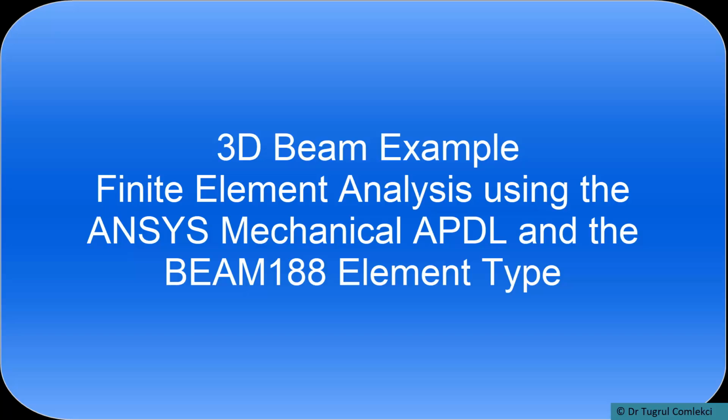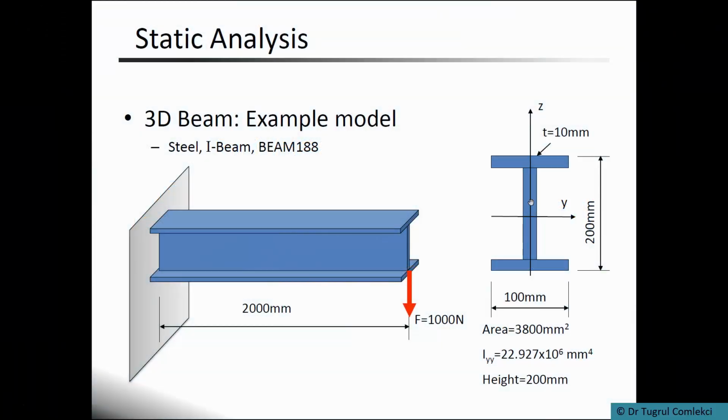In this video tutorial, I'll look at a static analysis of a 3D beam problem. It is a steel I-beam, and we will model it with a BEAM188 element type. The cross-section is straightforward. Flanges have a width of 100 millimeters, and total height is 200 millimeters. And both the flanges and the webs have 10 millimeter thickness.